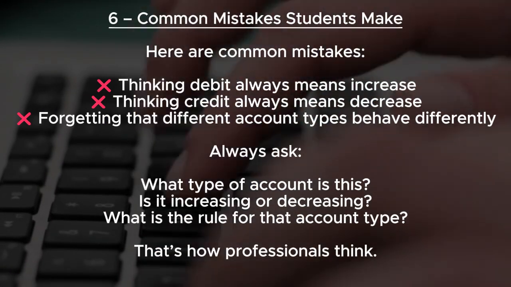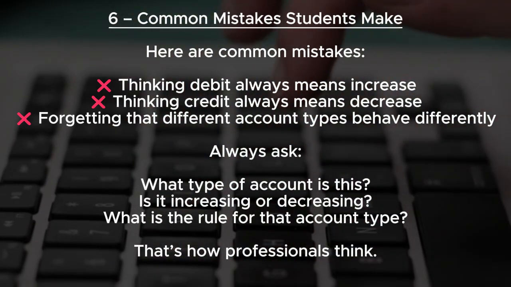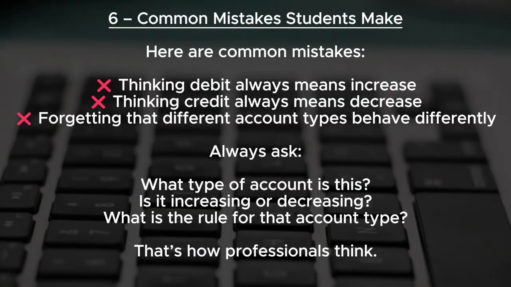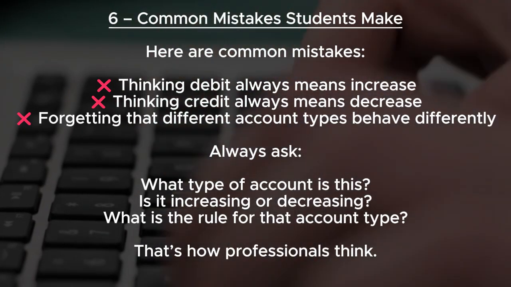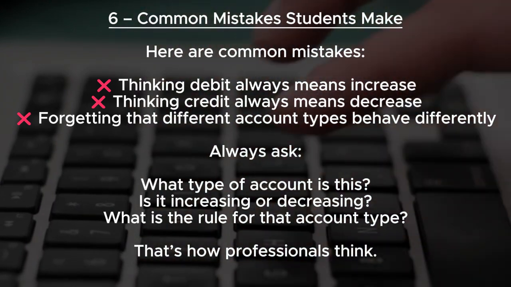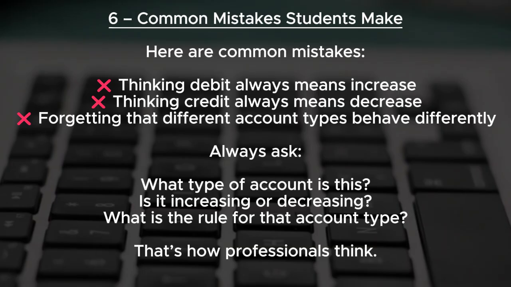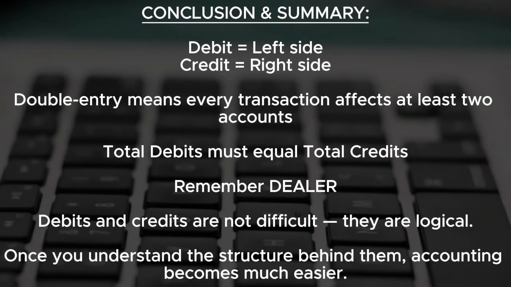6. Common mistakes students make. Here are common mistakes. Thinking debit always means increase. Thinking credit always means decrease. Forgetting that different account types behave differently. Always ask, what type of account is this? Is it increasing or decreasing? What is the rule for that account type? That's how professionals think.